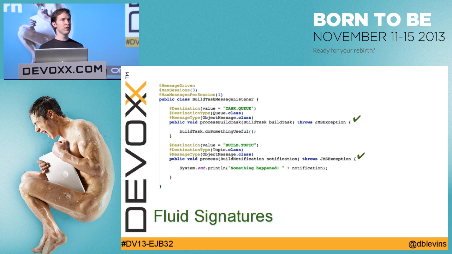So the fluid method signatures is what we would get out of this. Say, for example, you're consuming an object message. What's the very first thing you've got to do in your code? You've got to implement onMessage in your message listener interface. You accept a message, you've got to cast it to ObjectMessage, then you've got to pull the object out of the message, and then you've got to do something with it. So, it takes a lot of work.